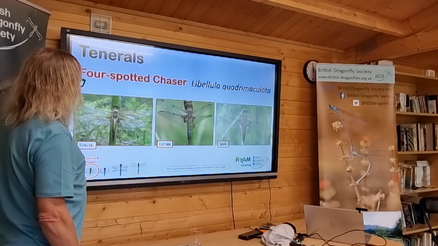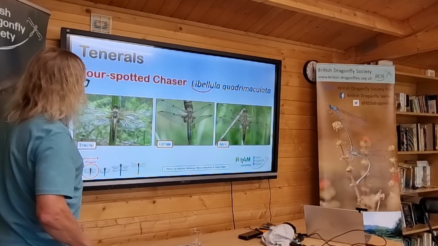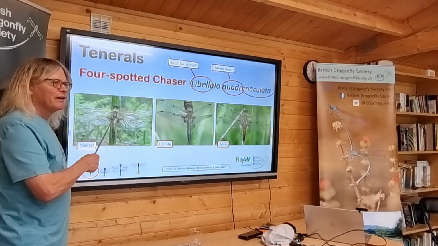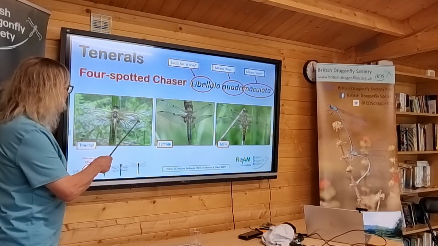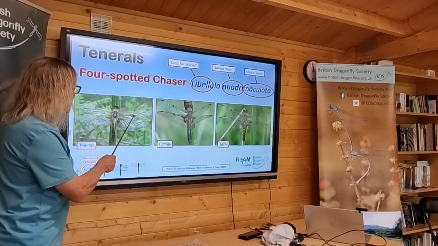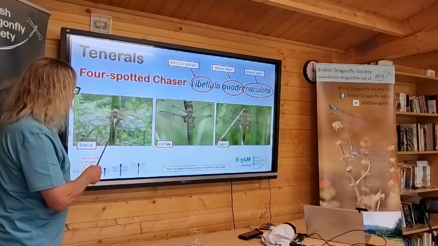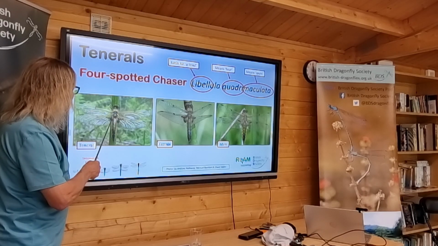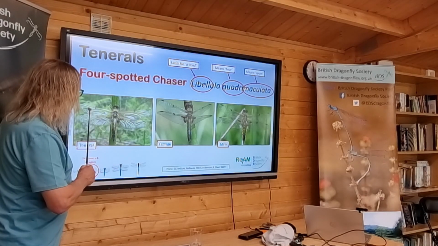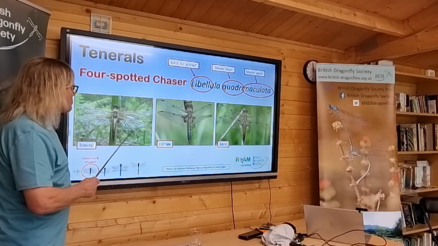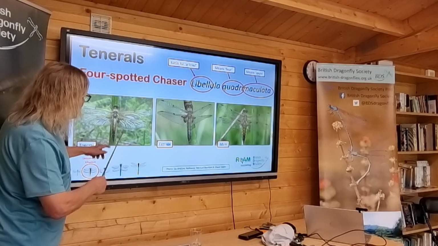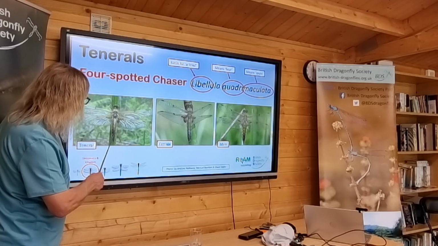Right from the time it emerges, with the four-spotted chaser, you can see the four spots. So that's pretty obvious. Even on a teneral four-spot like that, you can see the four spots. So again, quite easy to tell. You can tell it's a chaser because of the dark patches here, but also the four spots give it away as being the four-spotted. It's not quite as wide as the previous one on its abdomen, but it can be quite dark down here.